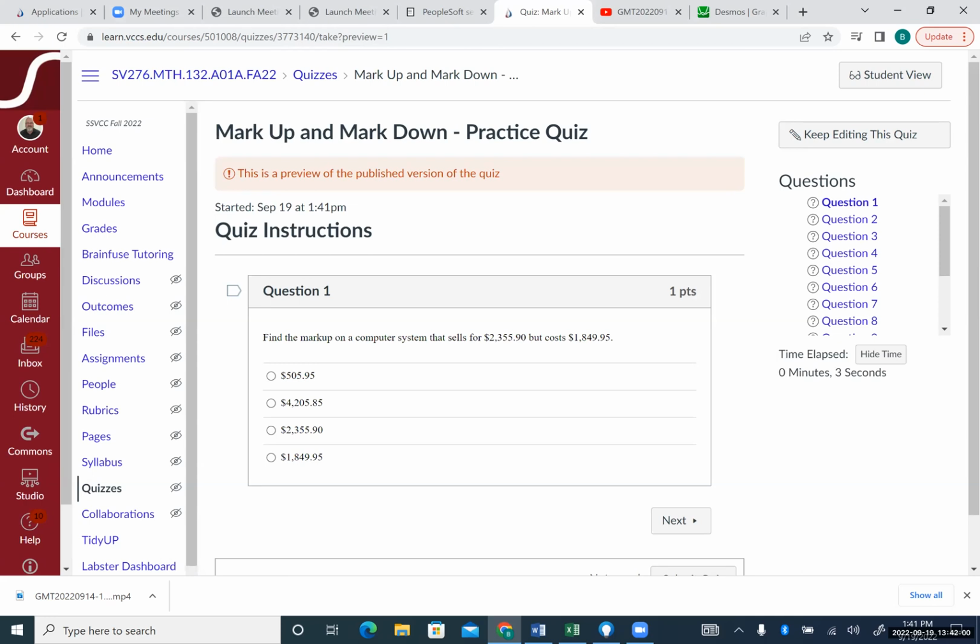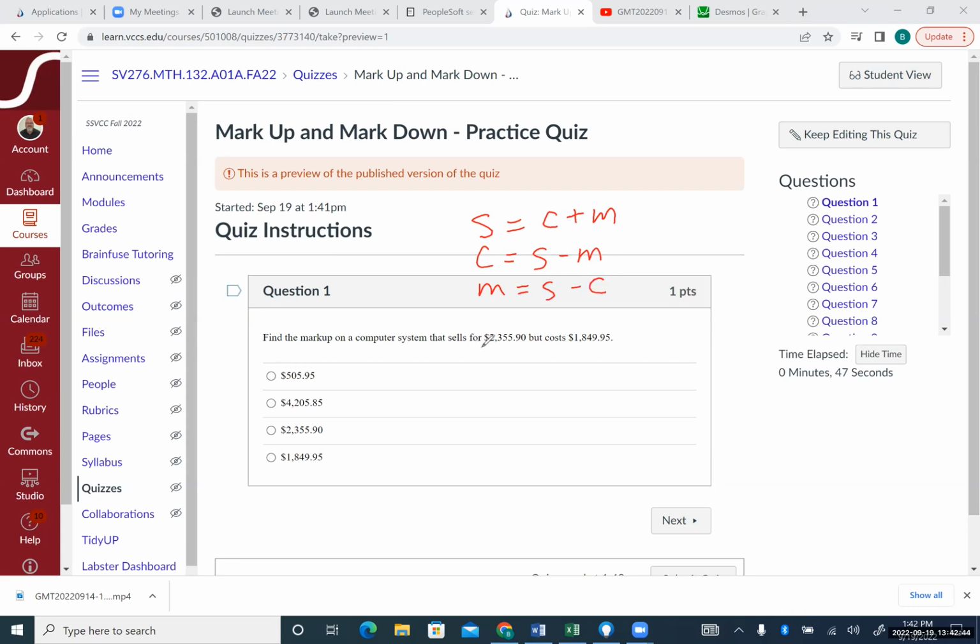All right, question one: find the markup on a computer system that sells for $2,355.90 but costs $1,849.95. What I like to do on all these problems is mark what I have. I have selling price equals cost plus markup. Cost equals selling price minus markup, and markup equals selling price minus cost. So those are the three things.